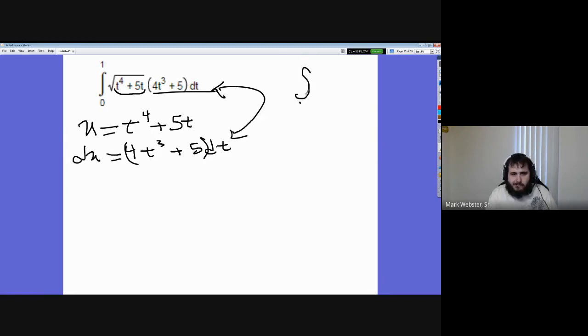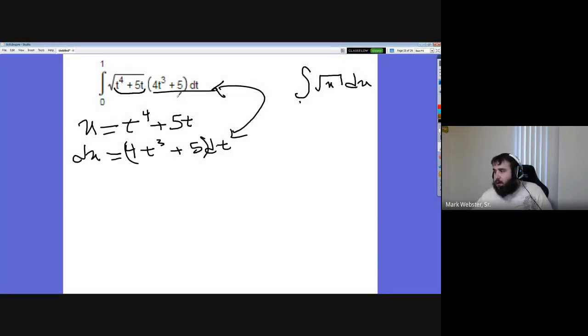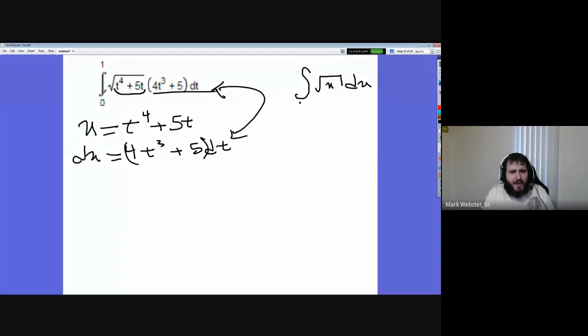Because now we can take the integral of square root of u du, because here's this 4t cubed plus 5 dt, that's just du. So we collapsed all of that. Now, what I'm sick of doing is trying to figure out going all the way back, and then I'm going to have to evaluate, plug it in, and do all that stuff. Who wants to do that? Nobody. So here's what we can do.